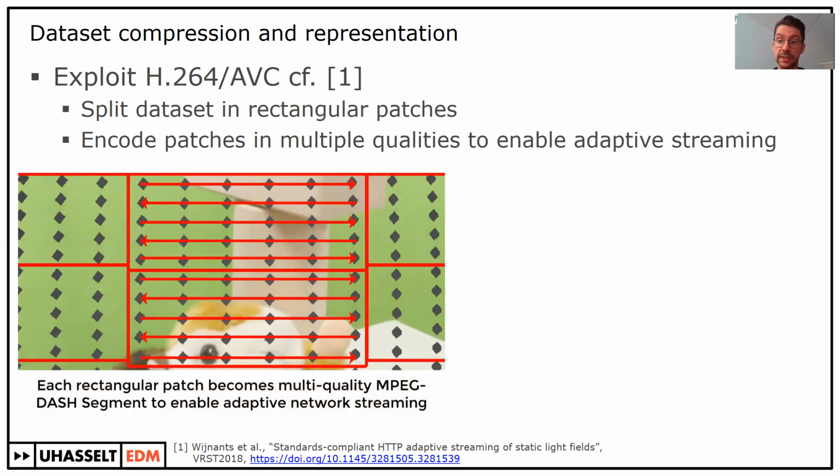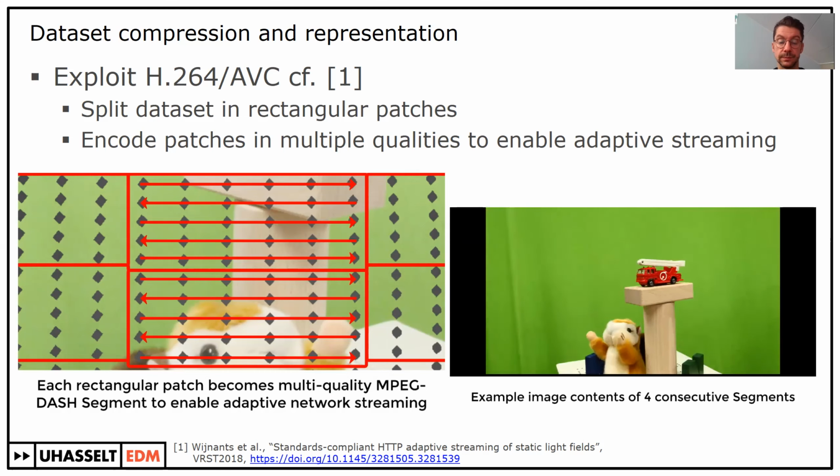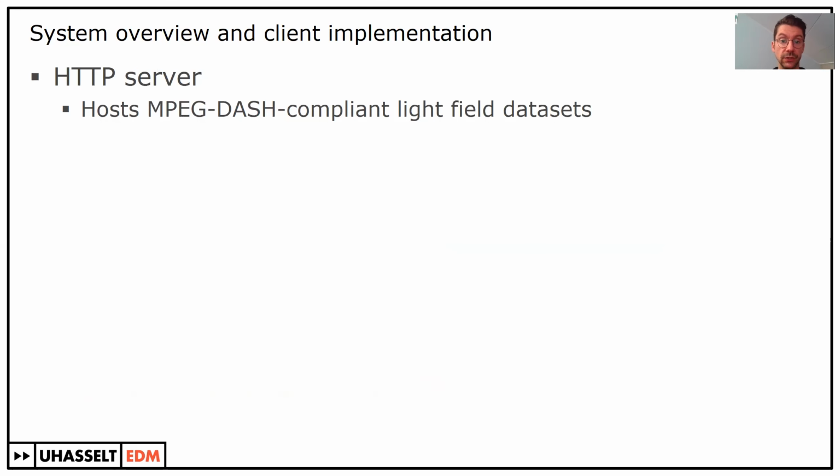This way of working enables adaptive network streaming by mapping each spatial patch to a multi-quality MPEG-DASH media segment, which holds a predefined number of spatially adjacent source views, as you can see in this video. The resulting light field dataset is stored on a plain HTTP server and is transferred to the web browser via MPEG-DASH. For those of you who are not familiar with MPEG-DASH, it is a standardized HTTP adaptive streaming implementation, which in recent years has become the de facto approach to deliver audiovisual content over the internet and is used by popular video platforms like Netflix and YouTube.